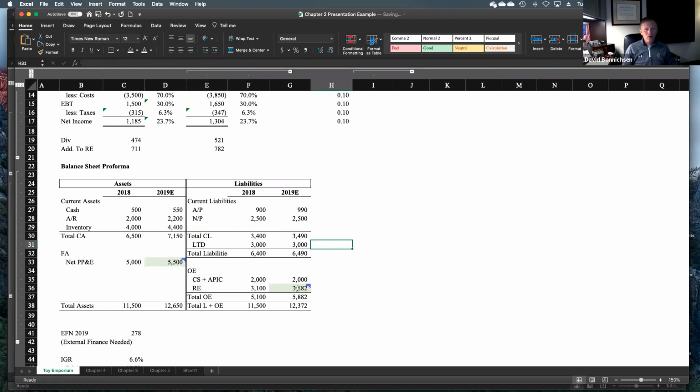Right? Now, on the right-hand side, accounts payable goes up by 10%. Notes payable stays the same. Long-term debt stays the same, because remember, those do not vary with sales. Common stock stays the same, doesn't vary with sales. But somebody please tell me why retained earnings went up as a projection, and how much it went up by, and why that number is significant.